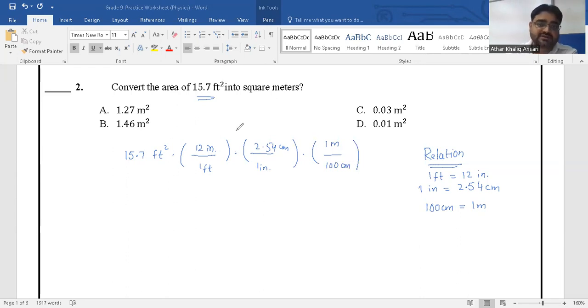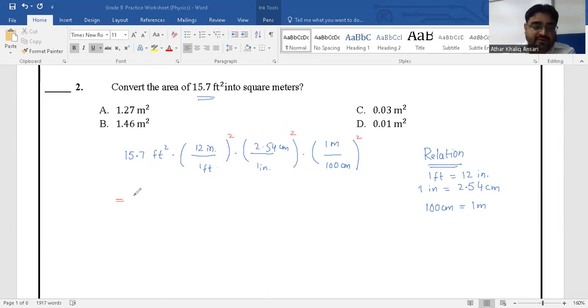Now, starting from the first step, if you look at the question, we have square foot here, but in the first conversion factor, we have foot. So I will square it. So this will be inches squared over foot squared. So foot squared will be cancelled by the foot squared. Similarly, it is inches squared, so I need another square here to cancel square inch, and then square meter will be cancelled by square meter. So I put squares on every step to make them consistent.